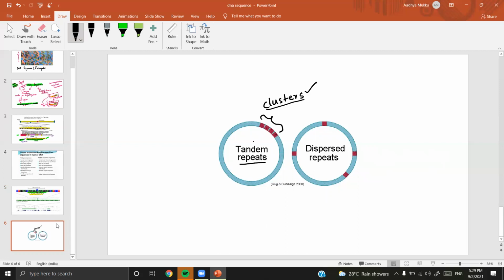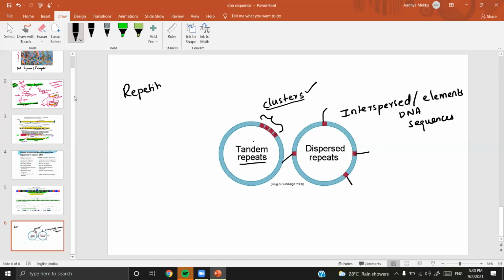The tandem repeats. But if your repetitive DNA sequences are dispersed throughout your genome, then you should call these interspersed DNA sequences, or we can even call them interspersed elements. Okay? So remember that your repetitive DNA, as I told you, let me write it here.